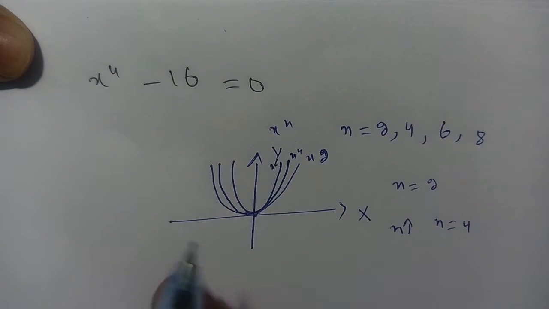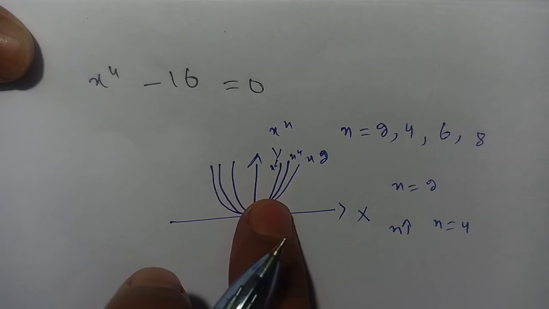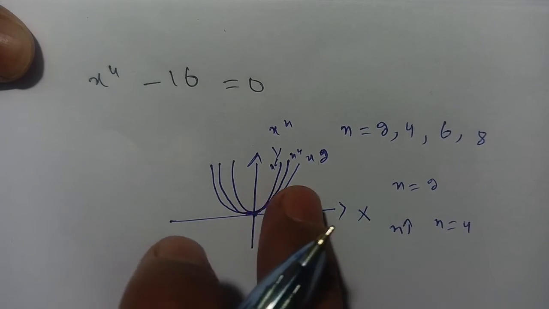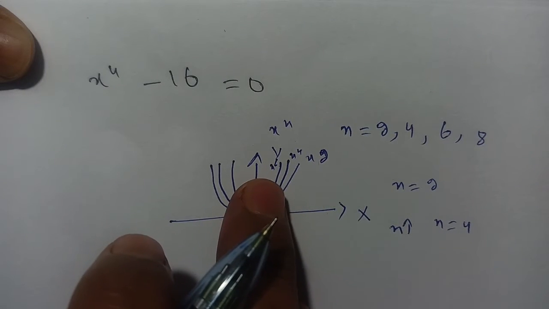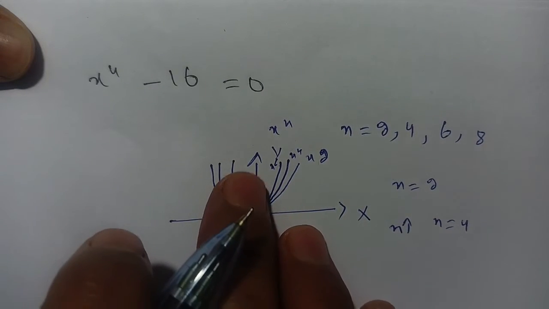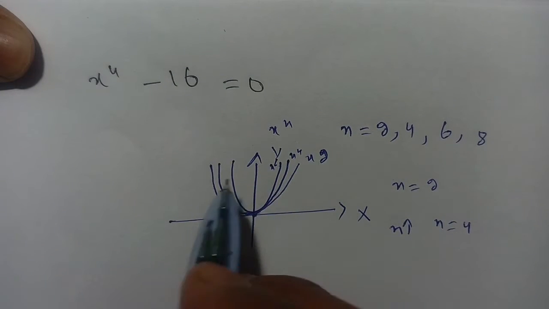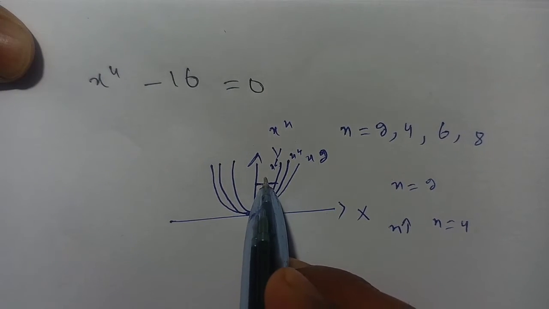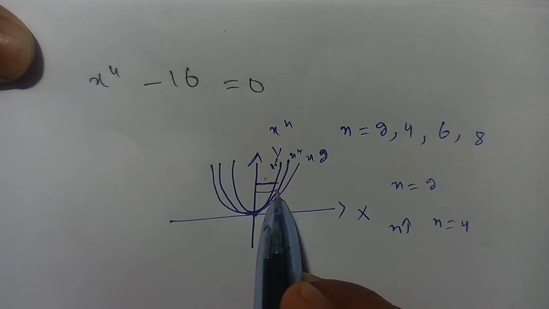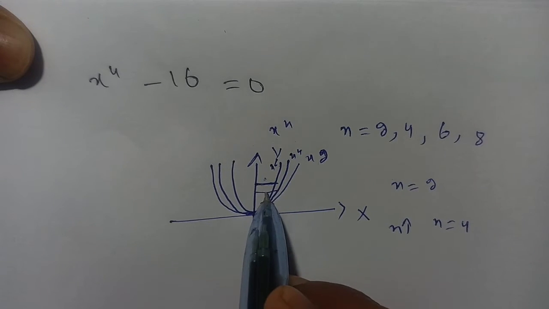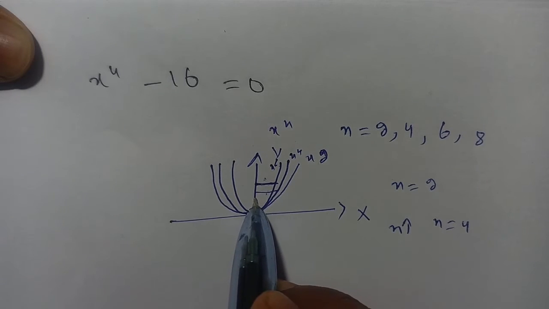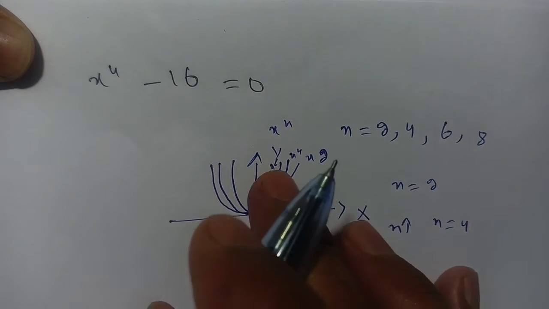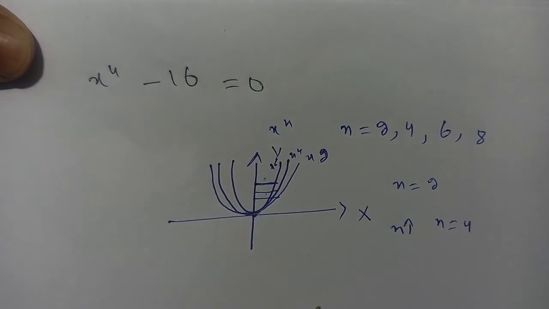And when n is equal to 6, then it moves toward the y-axis, x power 6. Now in simple words we can say that when we increase the value of n, when n is even, it becomes closer toward the y-axis. The distance between such type of points, this distance is less as compared to this distance, and this distance becomes less as compared to this distance. Its curve becomes closer toward the y-axis.